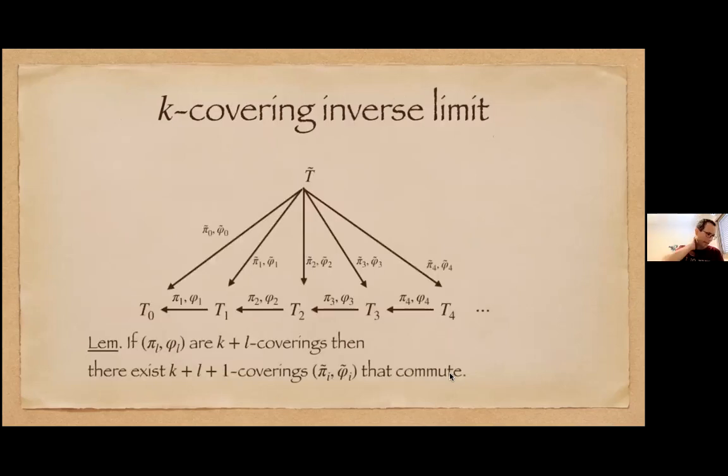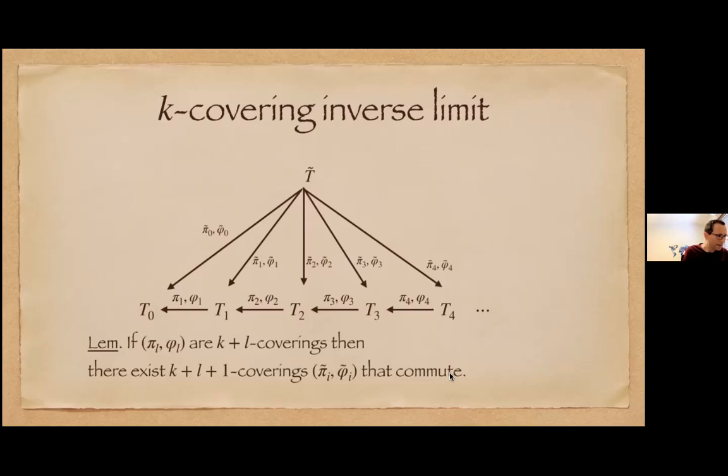Okay. And now another property of K covering is that it has an inverse image. So I'm going to explain what the picture that you see here means. So first look at the bottom line of the diagram. Suppose we have such a sequence of coverings. So T1 covers T0 with the functions pi1 and phi1, and so on.